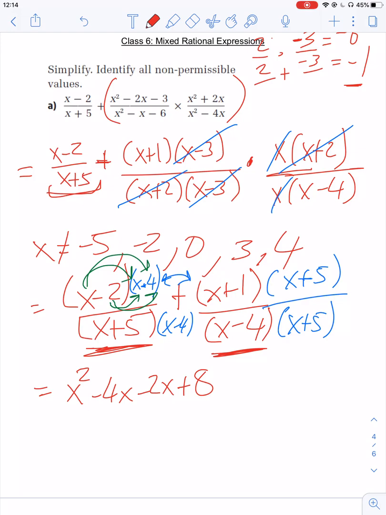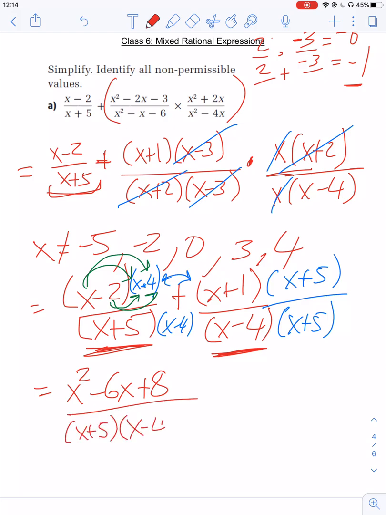And then if you want, you can combine these two together. Let's just do this right away to get minus 6x. So this will just become minus 6x plus 8, and your denominator is still x plus 5, x minus 4.